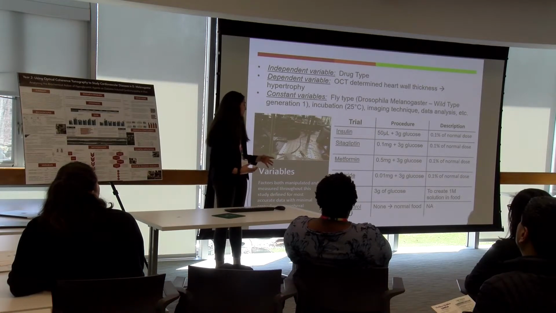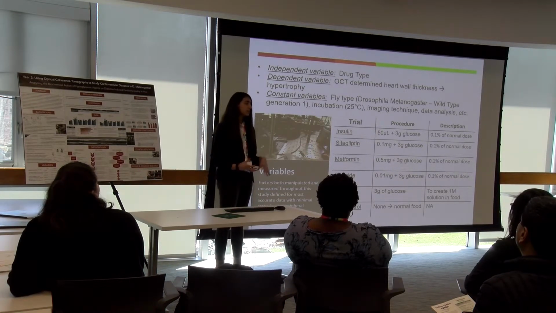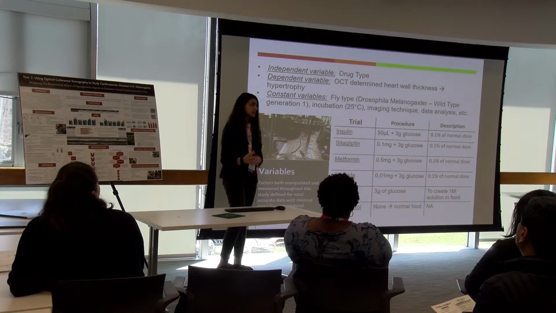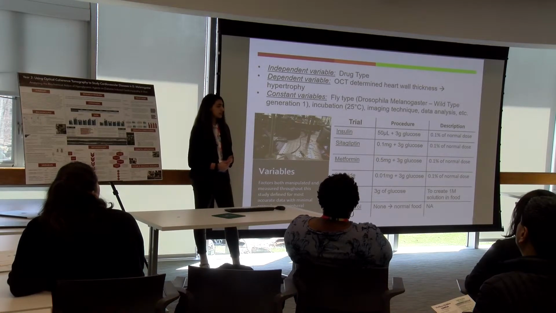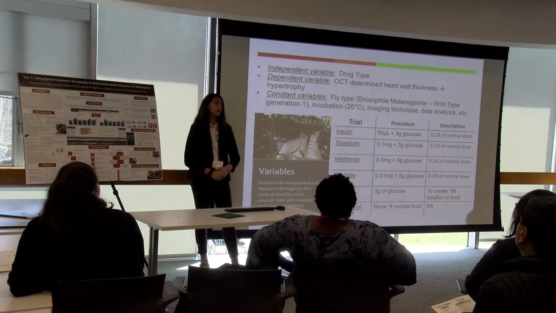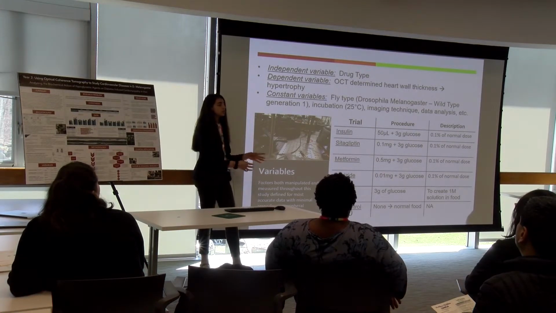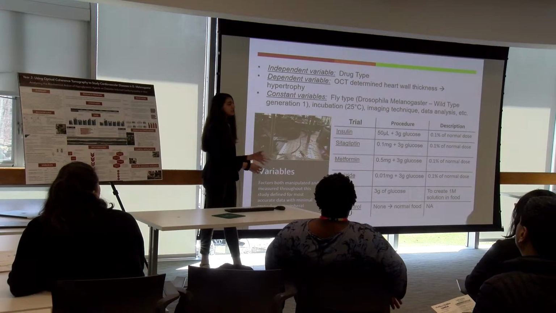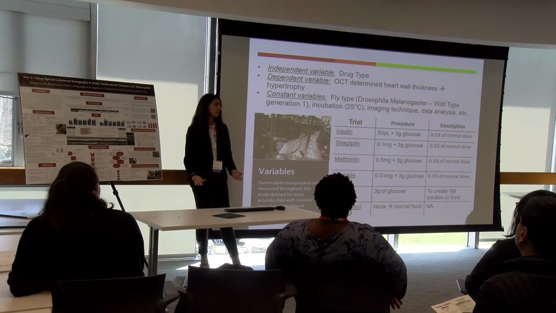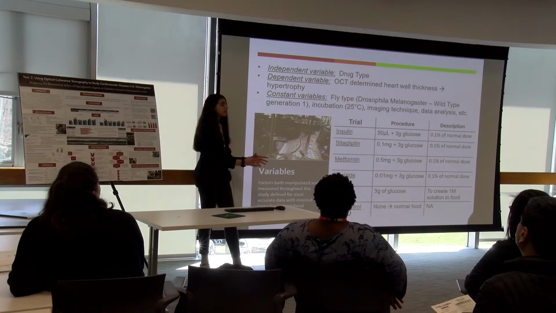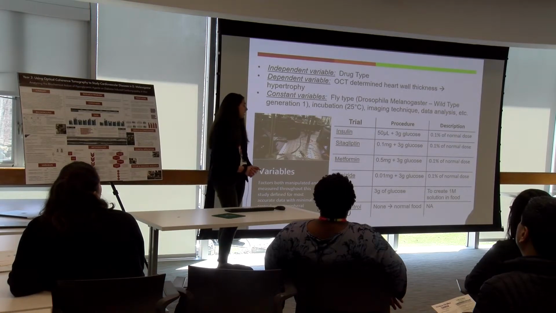So the variables in the study that were manipulated, or the independent variables, was the drug type being tested. This included the 4 hypoglycemic agents, insulin, sitagliptin, metformin, and glipizide, as well as 2 control groups. So a diabetic control, which was just treated with the high glucose diet, as well as a healthy control, which was treated with normal fly feed. The 4 hypoglycemic agent trials were first treated with the high glucose diet, and then 4 days later treated with the drug itself.